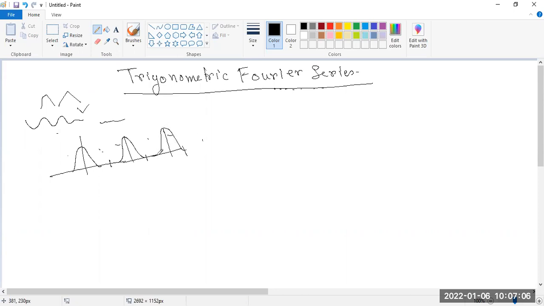Okay, so this is your Fourier series, and it may be said that a periodic function f(t) is expressed in such a way that f(t) = f(t + nT).